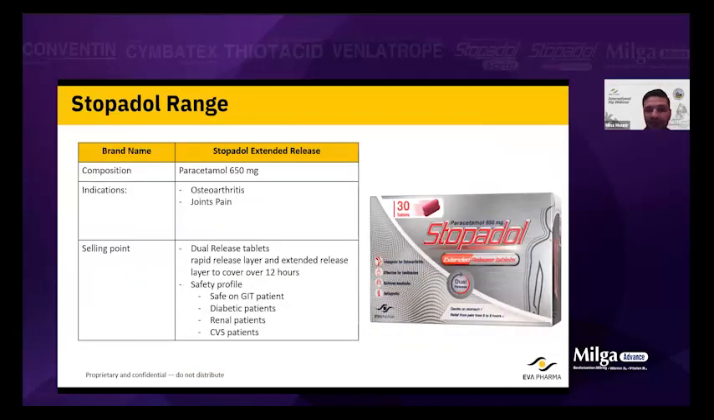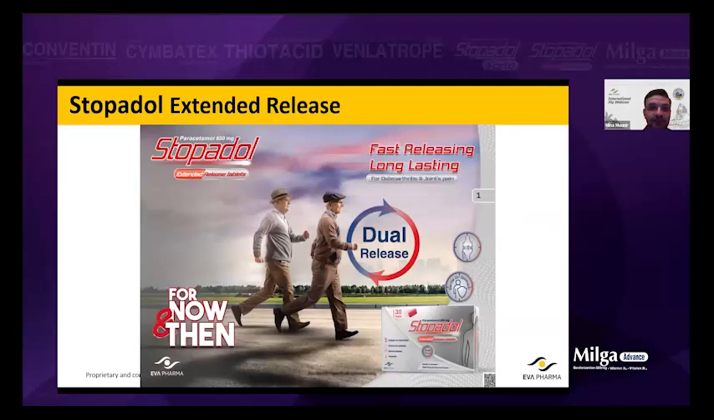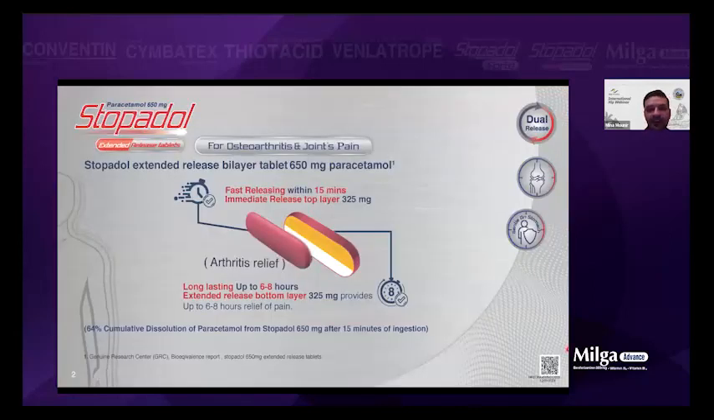And we also have Stopadol extended release, paracetamol 650 milligram, for chronic cases, osteoarthritis, and other joint pain. Stopadol extended release is made with a technology which allows its release in 2 layers: a fast-releasing, immediate release top layer, releasing within 15 minutes, and a long-lasting, extended release bottom layer. So it has 2 layers of release. One of them is fast and the other is long-lasting. It's advised to be used in chronic cases.